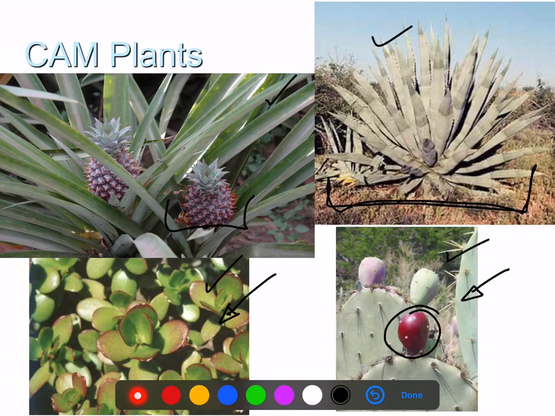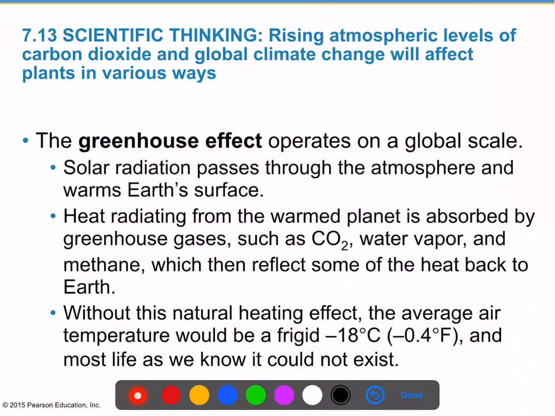Okay, I want you to know about pineapples, agaves, cacti, and jade as examples of CAM plants. Let's move on. Let's talk about that issue of the changing climate, the global climate change that we're going through.